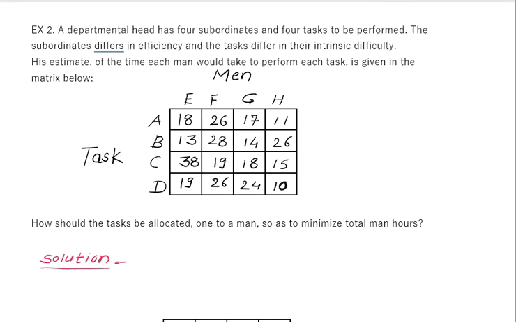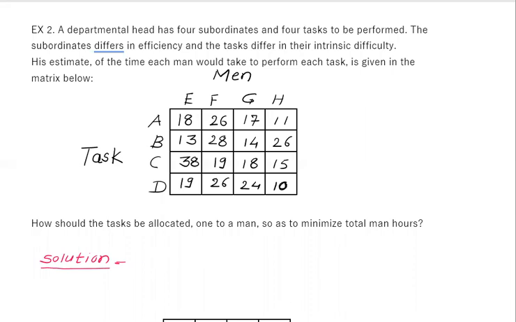Let us solve example 2. A departmental head has 4 subordinates. So there is a head of the department and 4 persons are working with him, and 4 tasks to be performed.